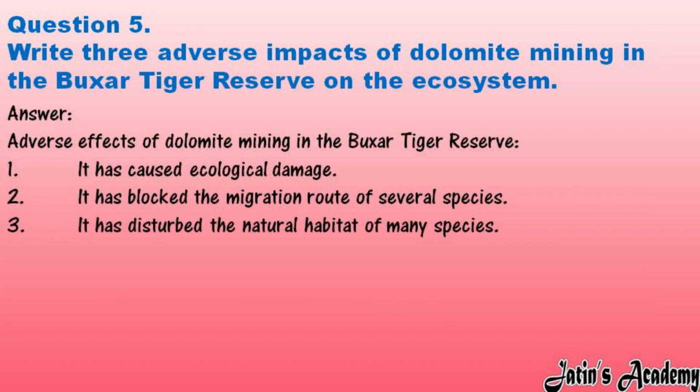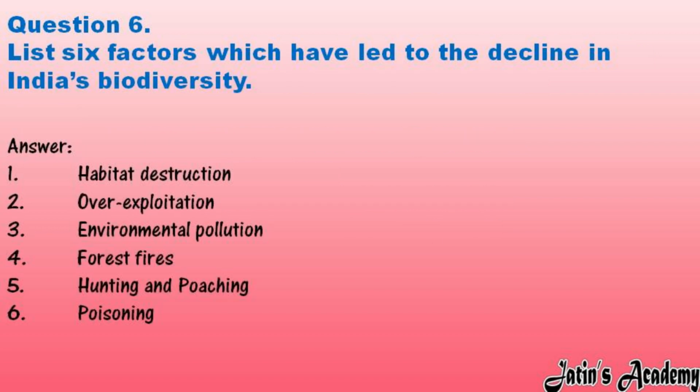Question 5. Write 3 adverse impacts of dolomite mining in the Buxa Tiger Reserve on the ecosystem. Answer. Adverse effects of dolomite mining in the Buxa Tiger Reserve. 1. It has caused ecological damage. 2. It has blocked the migration route of several species. 3. It has disturbed the natural habitat of many species.